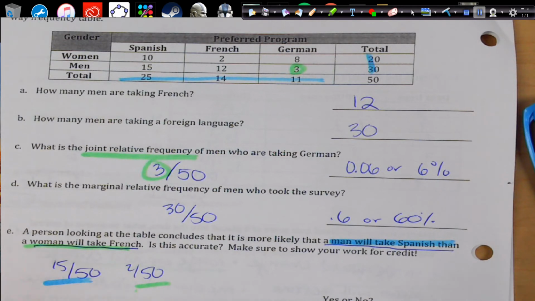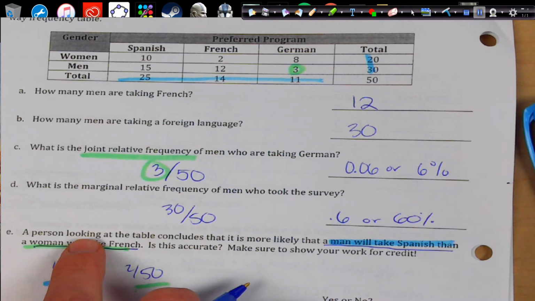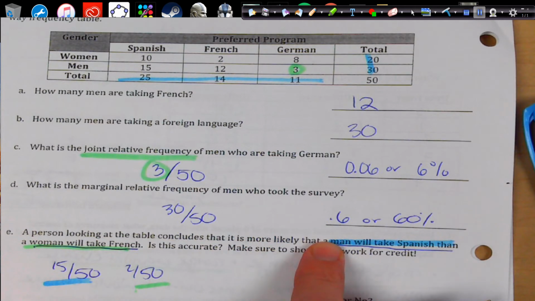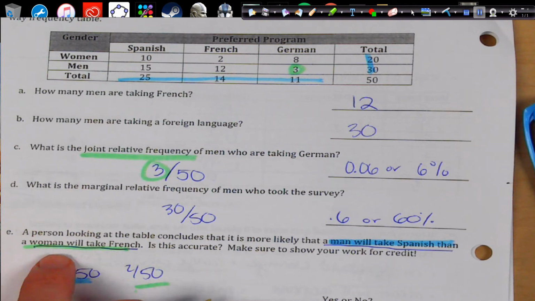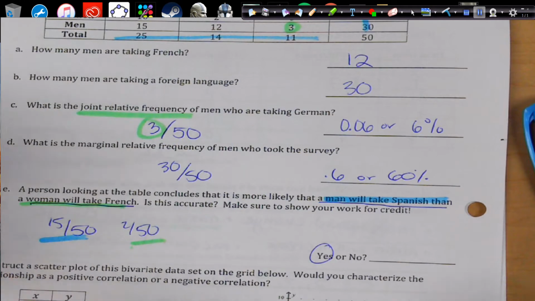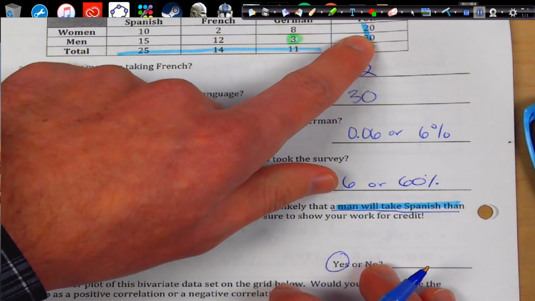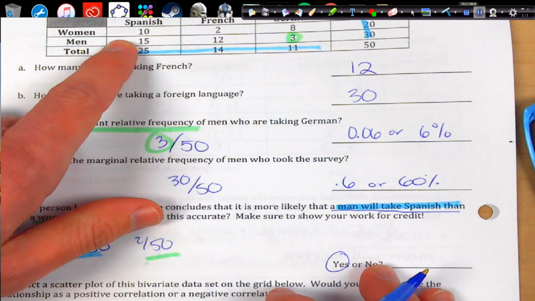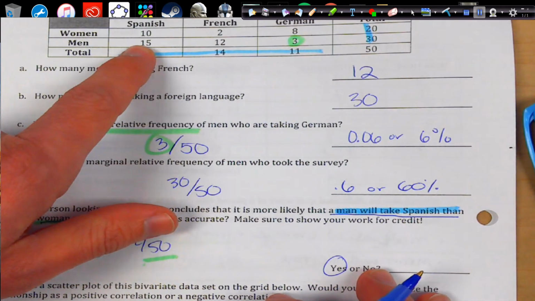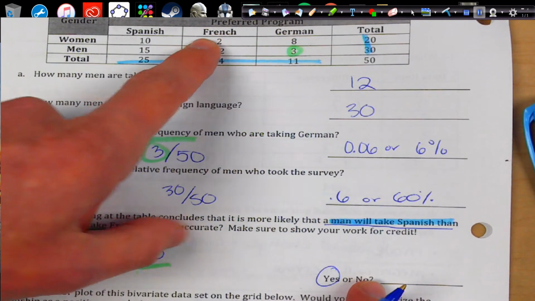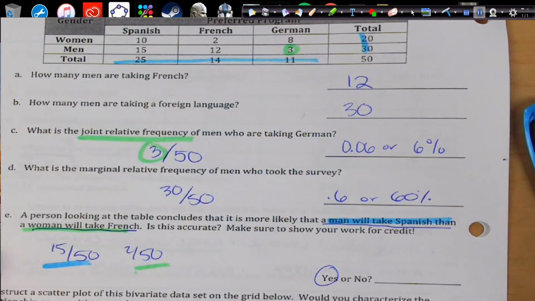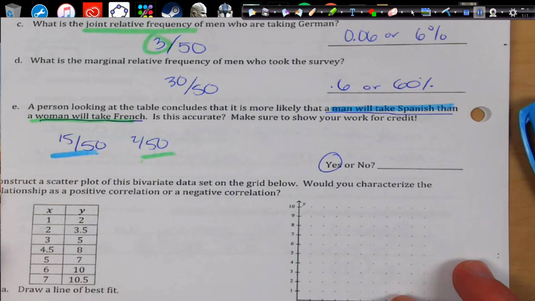Now, if it was worded differently, if it said a person looking at the table concludes that if you're a man, you'll more likely take Spanish than if you're a woman you'll take French, that'd be a different story. So again, this would be true, yes, but if you reworded this and said a man given you take Spanish, then we would do 15 out of 30. If you're a man, that's the 30. And which ones took Spanish? 15 out of 30. And 2 out of 20, which actually still gets the same answer. Okay. Let's take a look at number 12.